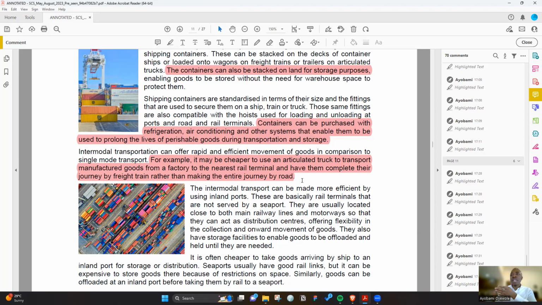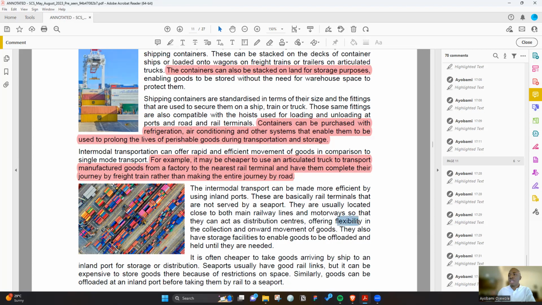There's no fixed way. It depends on the cost efficiency that you want to achieve. Which one is most cost efficient? That's the one you choose. How do you combine the different modes of transport to achieve the minimal cost possible? That's just it. The intermodal transport can be made more efficient by using inland ports. These are basically rail terminals that are not served by a seaport. They are usually located close to both the main railway lines and motorways so that they can act as distribution centers.